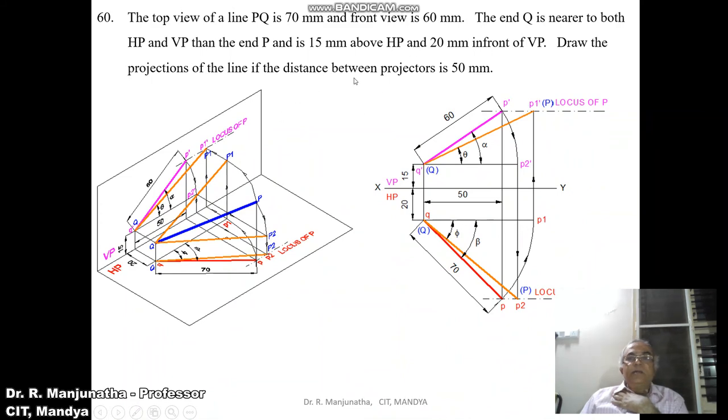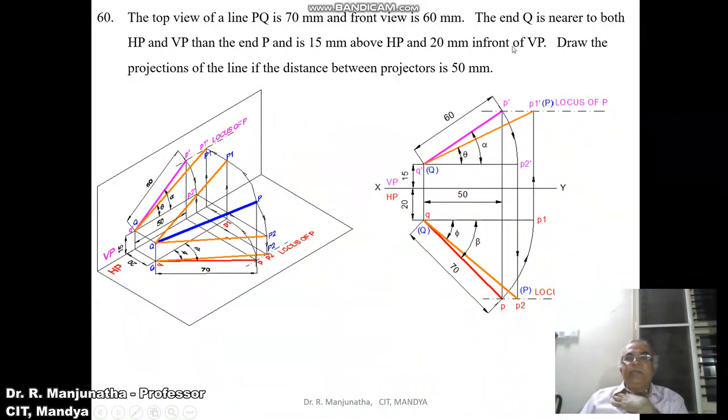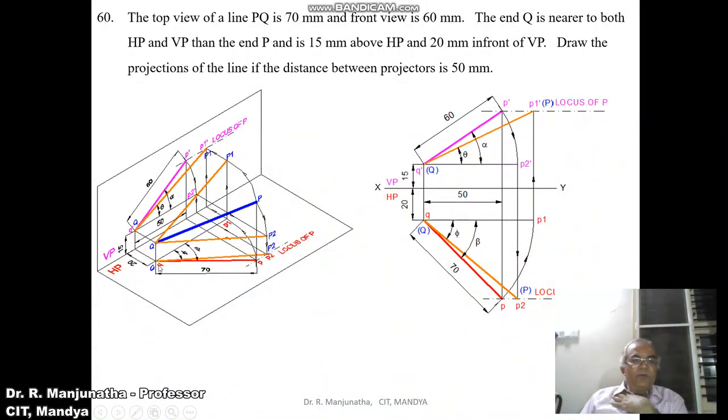So here, the end Q is nearer to both HP and VP, 15 mm above HP. When you look from the front view, you can see the distance above HP. That distance can be seen in the vertical plane, which is Q dash, and 20 mm in front of VP. When you look from the top view, we can see the distance in front of VP. That image is seen in the HP, which is small q. So this distance is 20 mm in front of VP. So you got the first point.